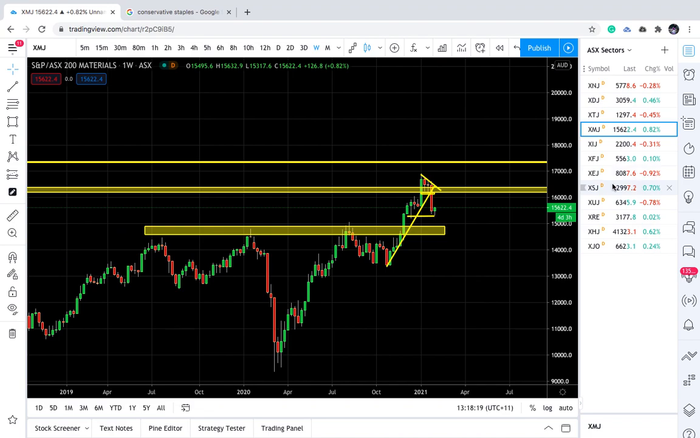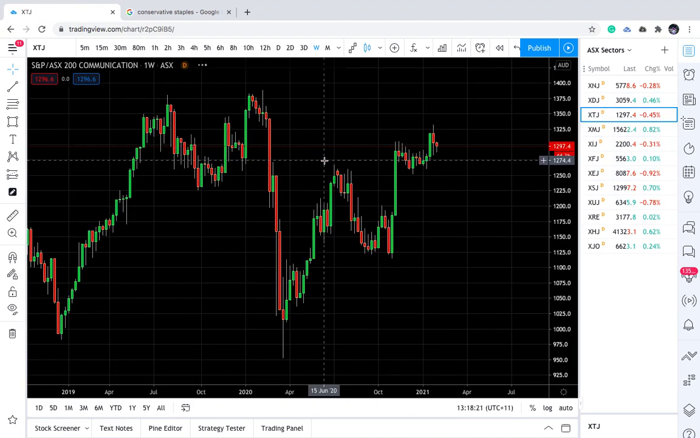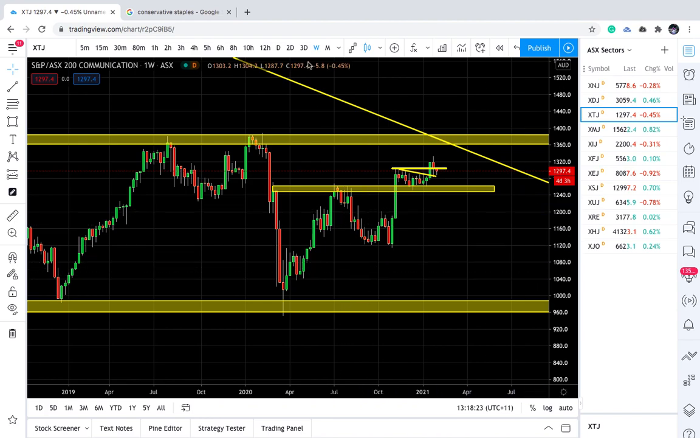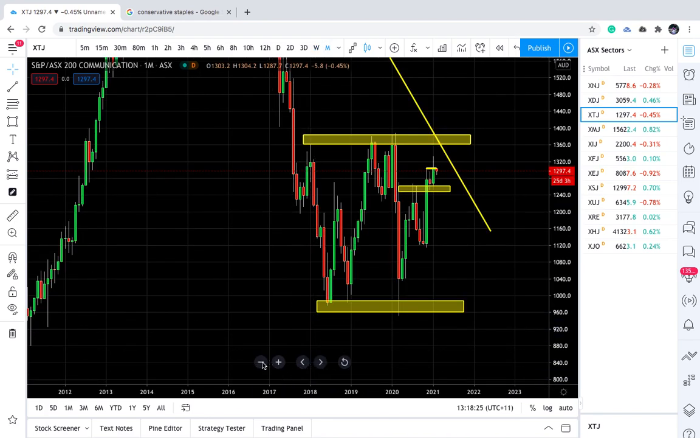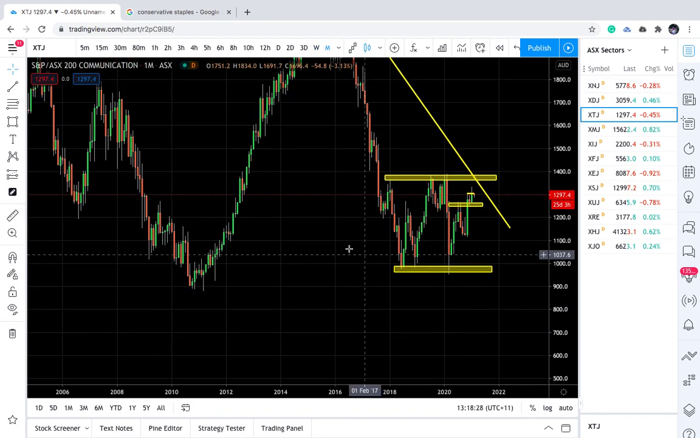Okay, let's move on to the next one, which is the communication one. The communication one on the monthly time frame. We'll have a look first here on the monthly time frame.